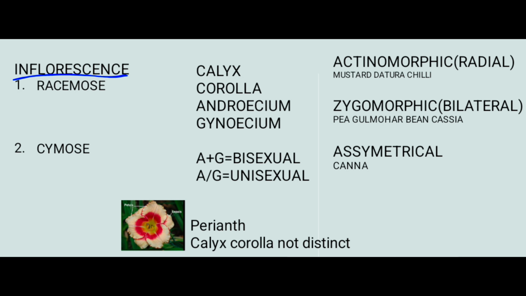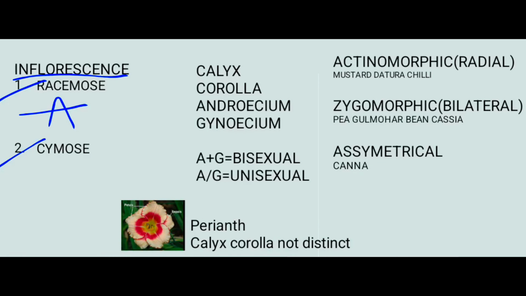Inflorescence is the arrangement of flowers on floral axis. It is of two types, racemose and cymose. In racemose, the main axis continues to grow and flowers are borne in acropetal succession. Acropetal succession refers to arrangement of flowers when youngest flower is at apex and older flowers are at base.